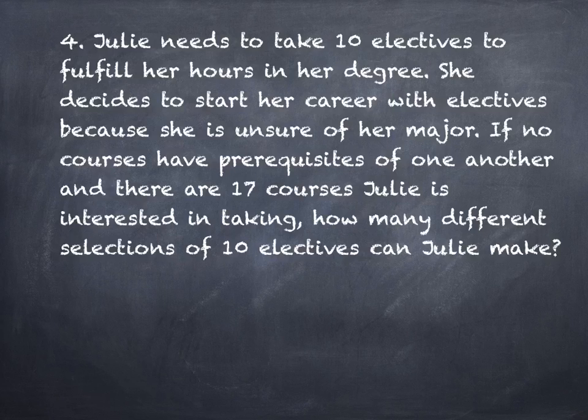For a couple reasons, it says that the order wouldn't matter. Can you tell me one of them? No prerequisites. The no prerequisites helps you with that. Doesn't matter what the order is for the prereq issue. What else? It actually just asks how many different selections can she make. We're not trying to fit them into a semester, right? Fall versus spring or something like that. That would indicate that there's some sort of an ordering at that point too. So this one, order does not matter.